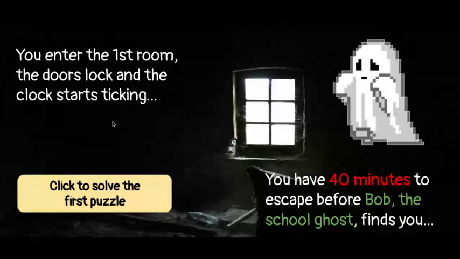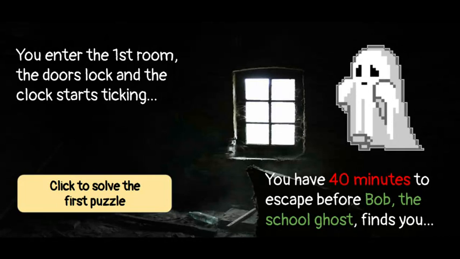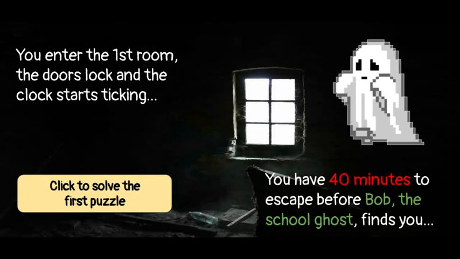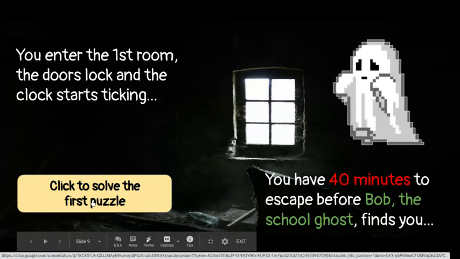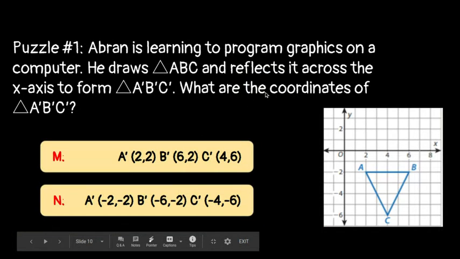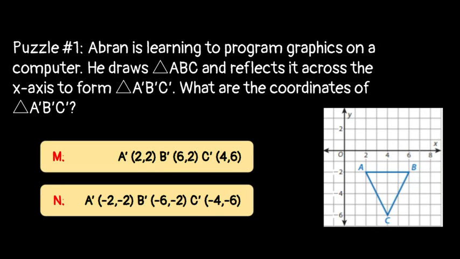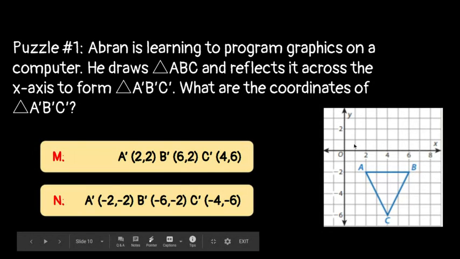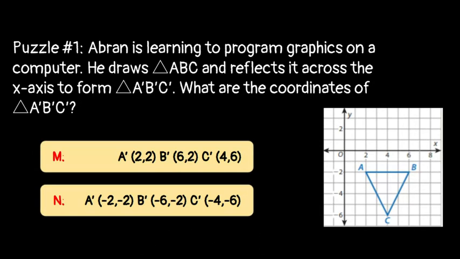So now we are going to go ahead and start our notes by entering our first room of our escape room. We have 40 minutes to escape before Bob the school ghost finds us. So we're going to click here to solve the first puzzle. So here we have puzzle 1. It says that Abram is learning to program graphics on a computer, and he draws this triangle ABC and reflects it across the x-axis to form triangle A prime, B prime, C prime. So the first question is, what are the coordinates of A prime, B prime, C prime?